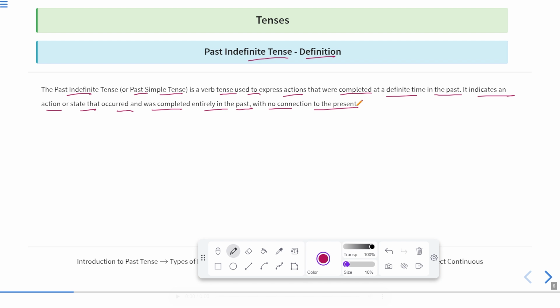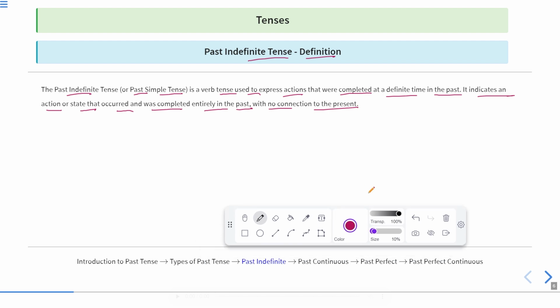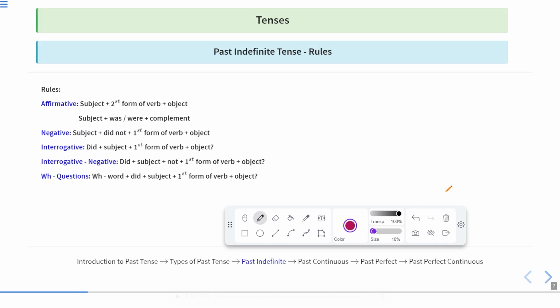One more thing is there. If we talk about the past tense, when we mention when this action happened, so if we know the time of that action, we can make it in past indefinite tense. Now we'll see the usage of the past tense, where past indefinite tense can be used. So here we have the rules of past indefinite tense.